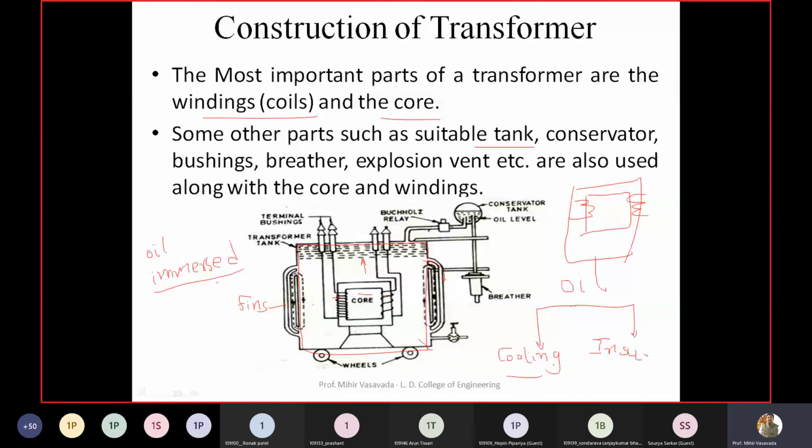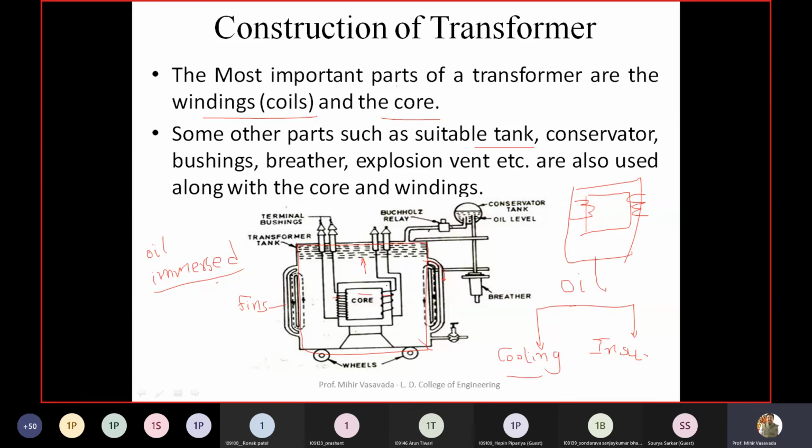So it provides the insulation also, because it is liquid and can go everywhere. It is between two turns, between the winding and core, between two windings also. So it will provide insulation, right? So this cooling fins and oil and this tank assembly is used for the cooling purpose mainly. All high capacity transformers are oil filled, right?